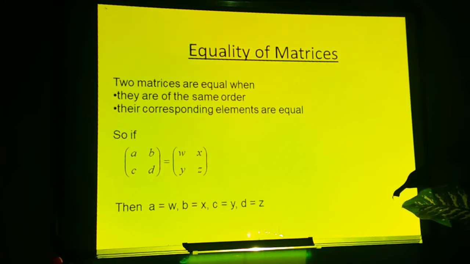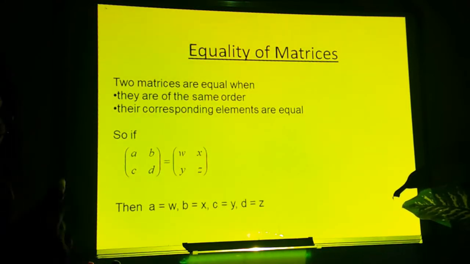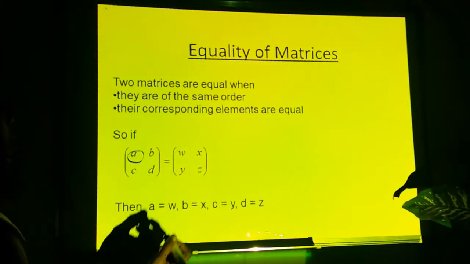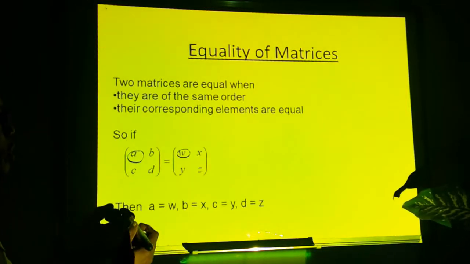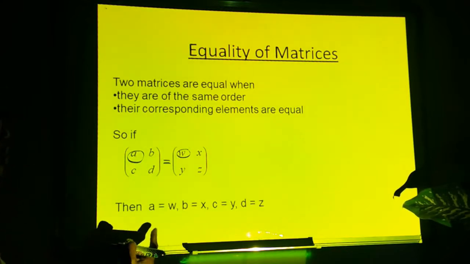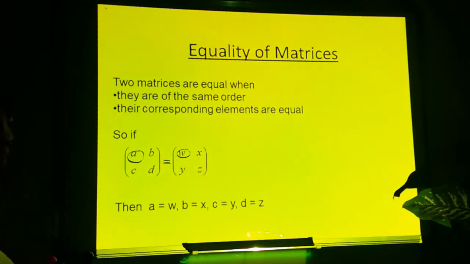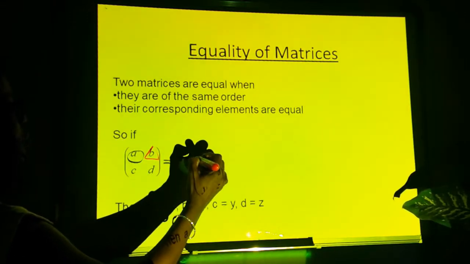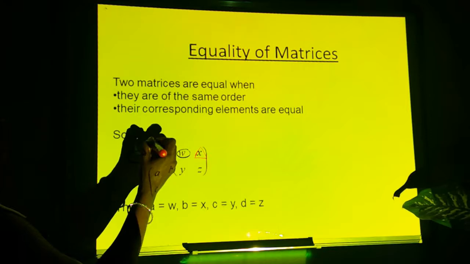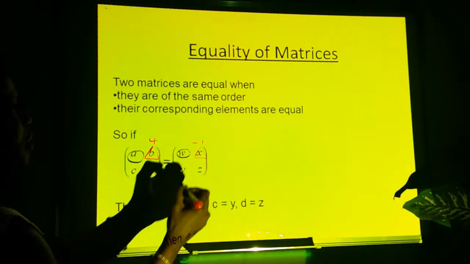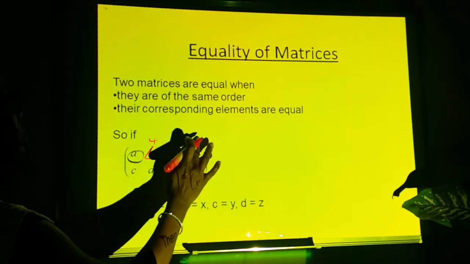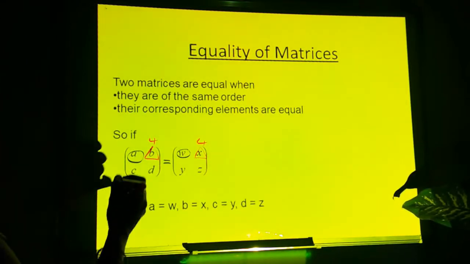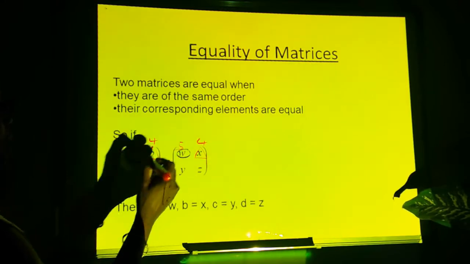Again, it's kind of the same concept as when we were adding two matrices. A is in the same position as W, so A is equal to W. B is in the same position as X, so B is equal to X. So you can't have 4 here and negative 1 here. That doesn't make sense. The numbers must be the same. The values are the same. If this is 5, then this has to be 5.